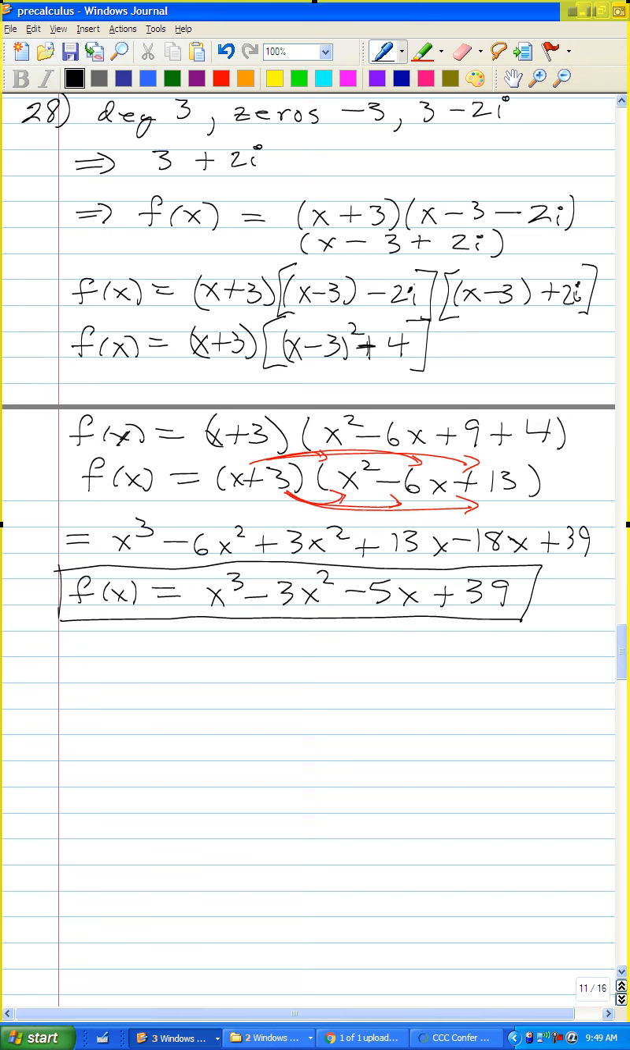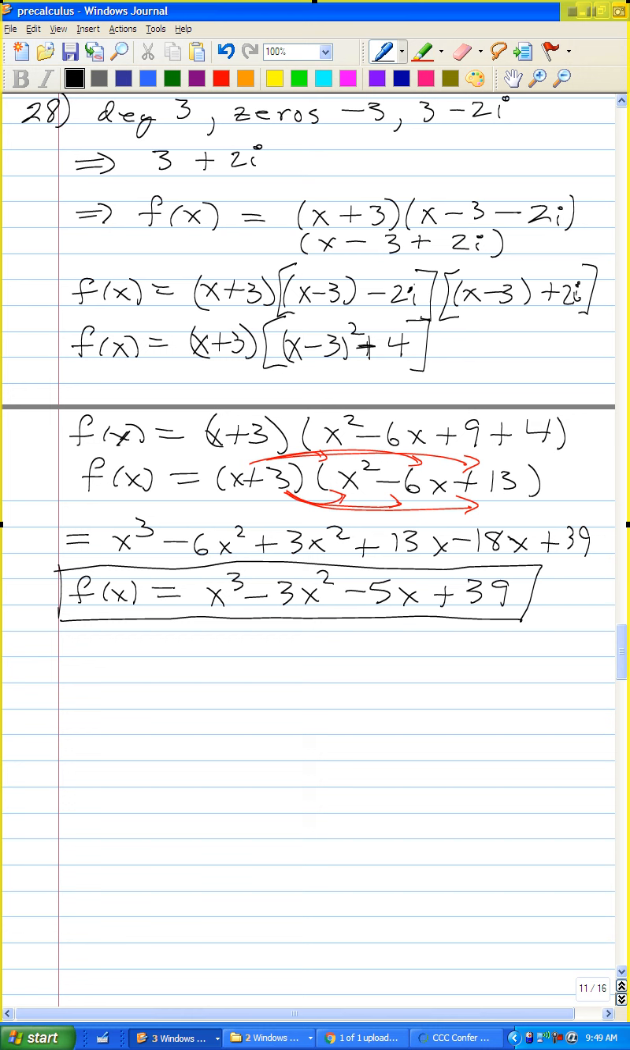Yeah, so I just distributed it to simplify it. Yeah. Combine like terms and all that.